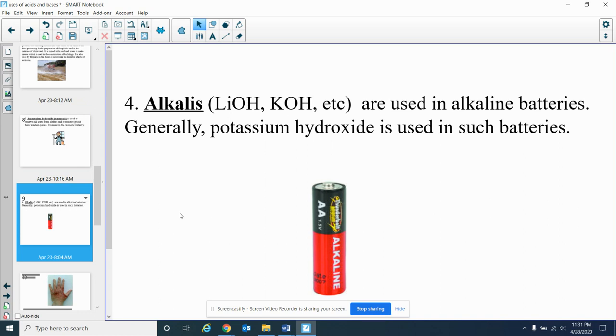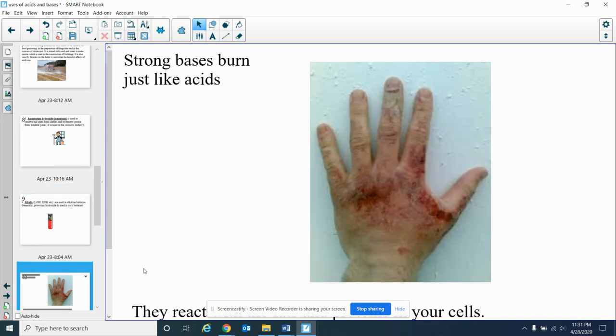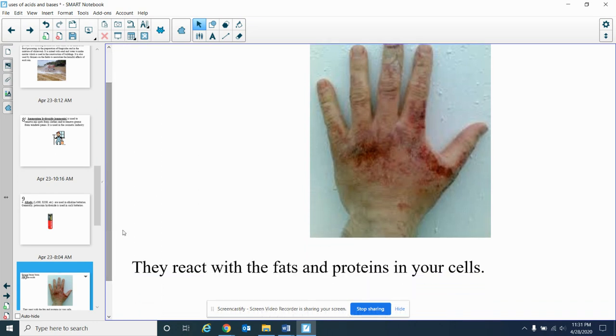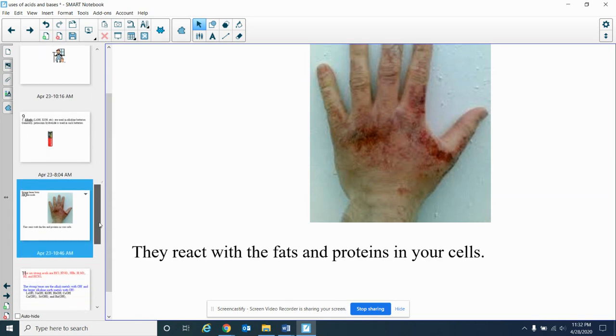Alkalis are alkaline bases like LiOH and KOH. Those are bases that are used in alkaline batteries. And you can get burned by strong bases just like acids. They react with the fat and protein in your cells. So you also don't want to mess around with strong bases. You don't want to get Drano or any of those strong bases on your skin and let them sit. You want to wash them off immediately.